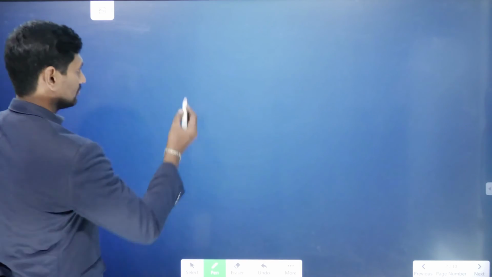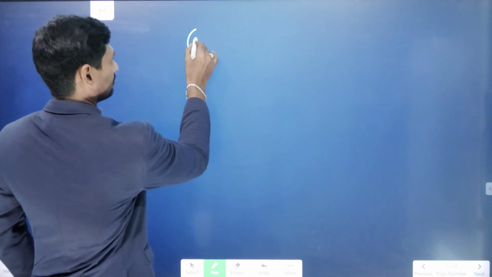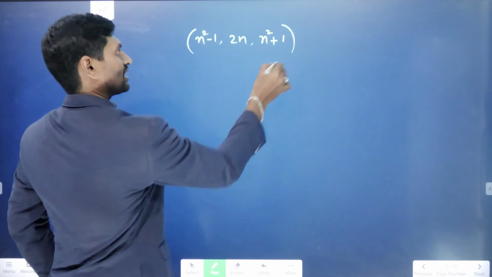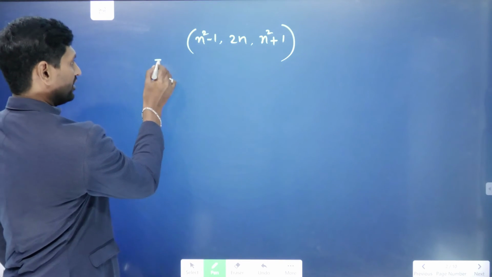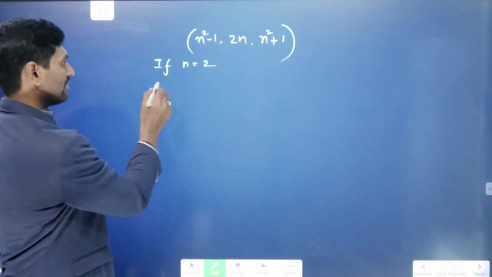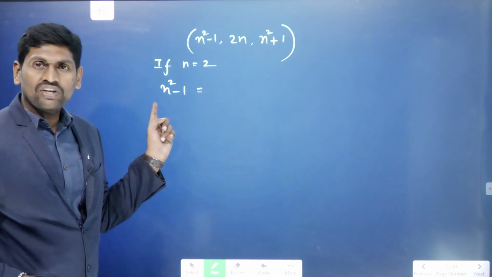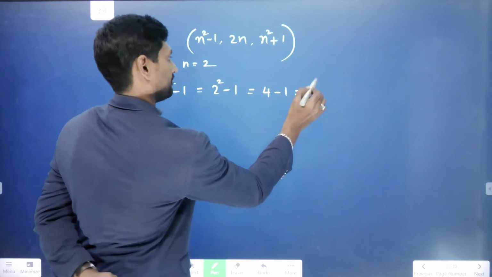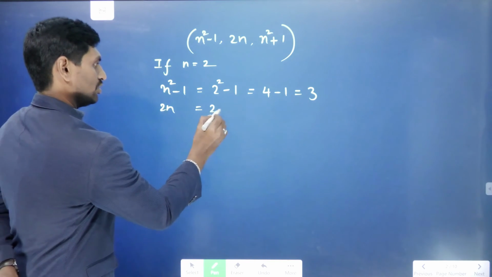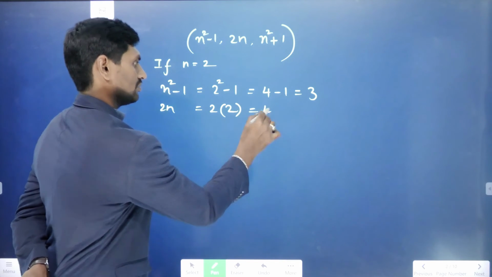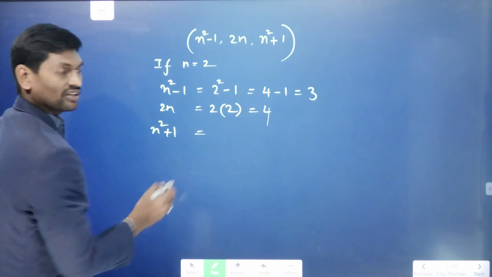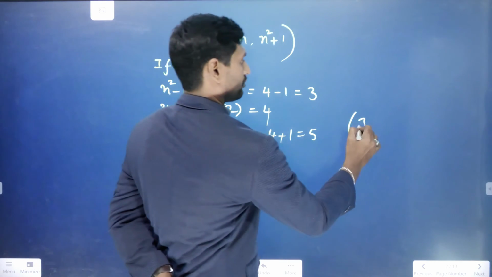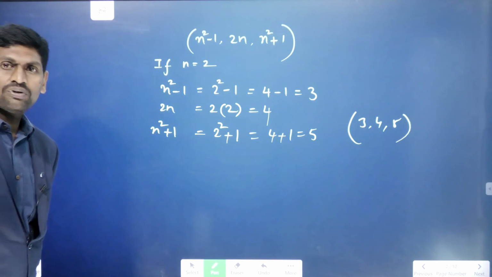Let us check. N square minus 1, 2n, n square plus 1. First and second one positions can be changed, I said. Now, if n is equal to 2, let us find n square minus 1. In the place of n, substitute 2 square. 2 square value 4, 4 minus 1 is 3. Now 2n value, 2 into 2 is 4. And the third one, n square plus 1, 2 square means 4, 4 plus 1, 5. So 3, 4, 5 are Pythagorean triplets if n is equal to 2.